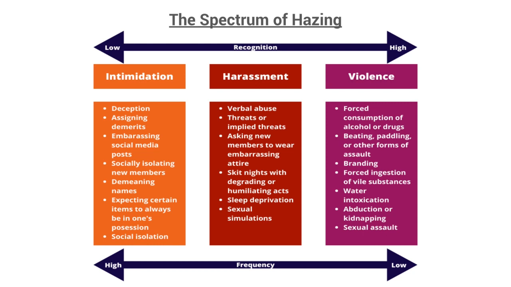Hazing occurs on a spectrum that is centered around two principles: recognition and frequency, and three actions: intimidation, harassment, and violence. There is a wide range of behaviors that fit the definition of hazing. For this reason, it can often go unrecognized and unreported. The spectrum of hazing illustrates the reality that the most violent forms of hazing, such as the forced consumption of alcohol, drugs, or vile substances or beatings, occur at a lower frequency but are highly recognized, where intimidation hazing, such as demeaning names or expecting items to always be in one's possession, or harassment hazing, which includes verbal abuse or sleep deprivation, happen far more frequently but are often not recognized as harmful hazing behaviors.